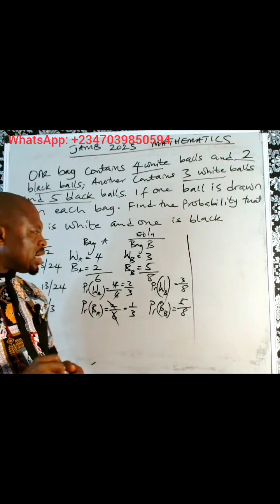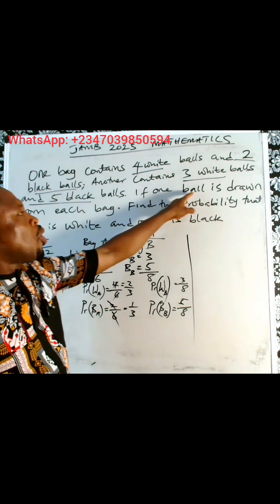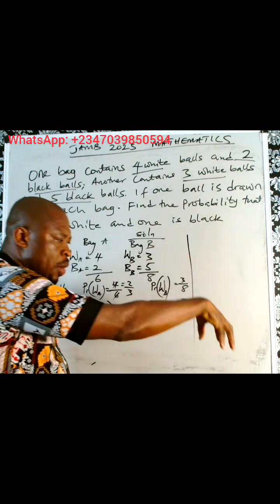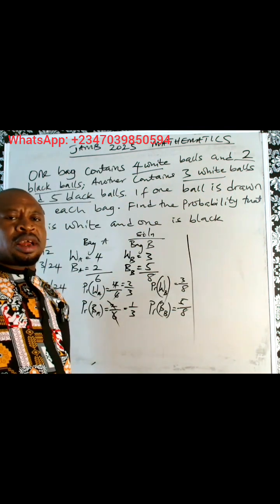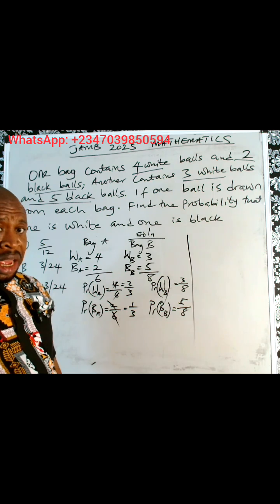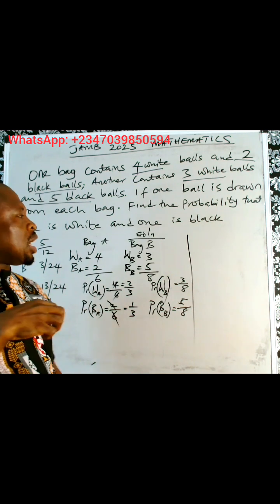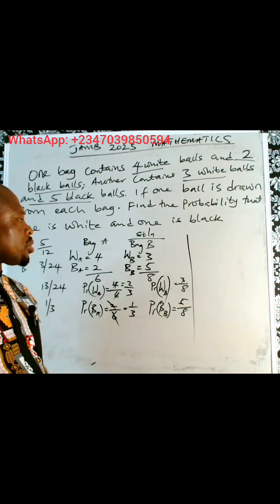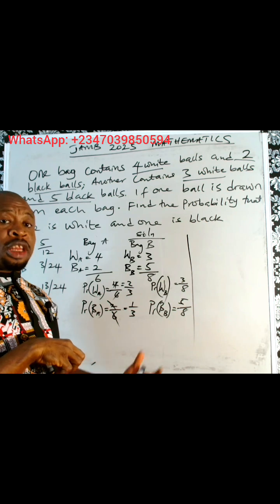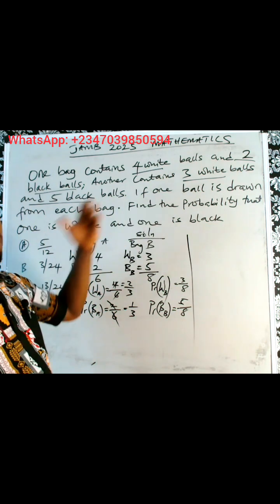Now, I want us to know that these are two mutually exclusive events. Remember, they said if one ball is drawn from each bag, in bag A you dip your hand and pick a ball there. The probability of getting a black is there. Then, assuming the first dip, the probability of getting a white is also there. Now, the second dip, assuming you dip the second bag, there is the probability of getting a black or of getting a white. So that is what the question is all about.